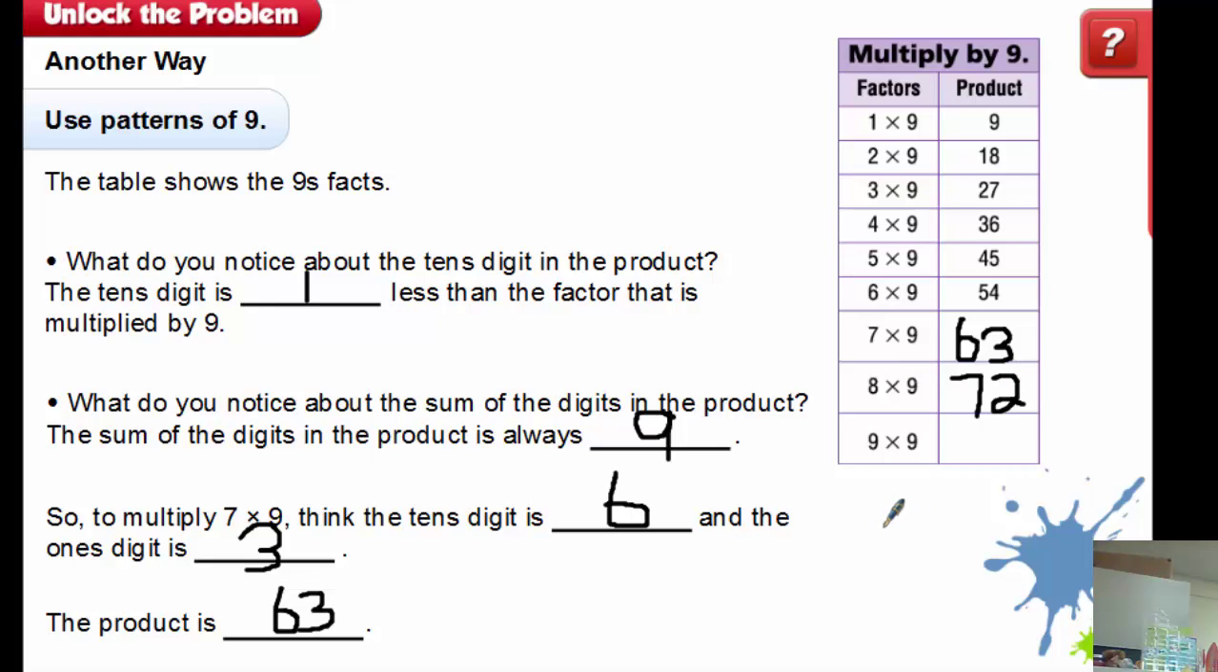One more. You tell me, 9 times 9, what is 9 times 9 based on the pattern that we have just been looking at? Good job. The tens digit is an 8 because it's 1 less than 9. 8 plus 1 equals 9, so 9 times 9 equals 81. Wow, look at that pattern. That was really cool and easy.